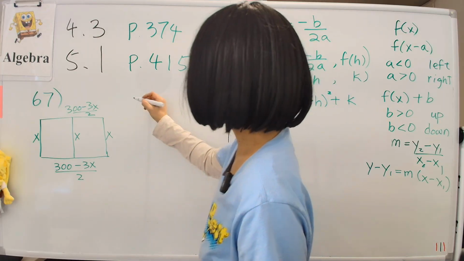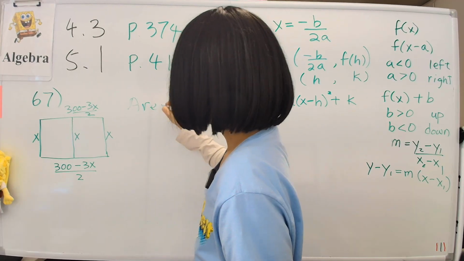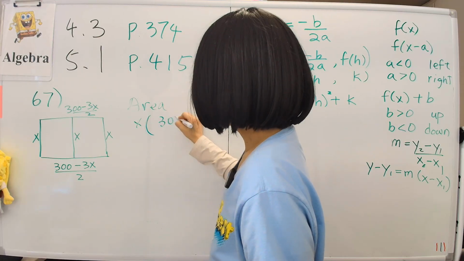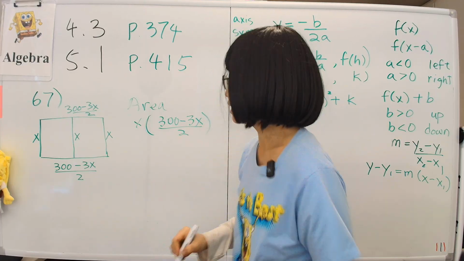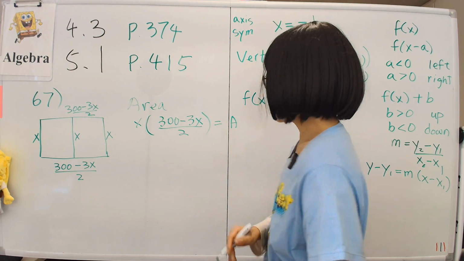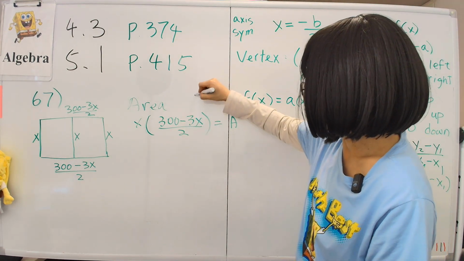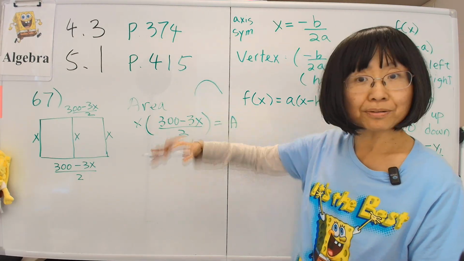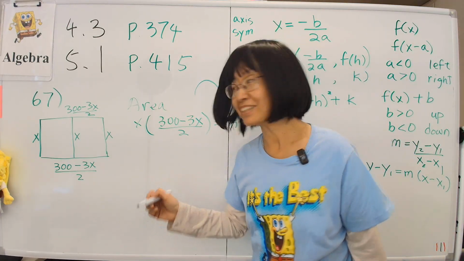Therefore, the total area of the dog park is length times width, which is equal to x times (300 minus 3x) divided by 2. That is our entire area. We'll call it A, and we need to maximize this value. In other words, this is an upside down parabola, and the question is, what is the value at the highest point? So we want to maximize the area. All right.